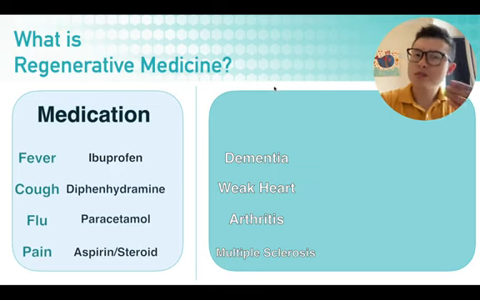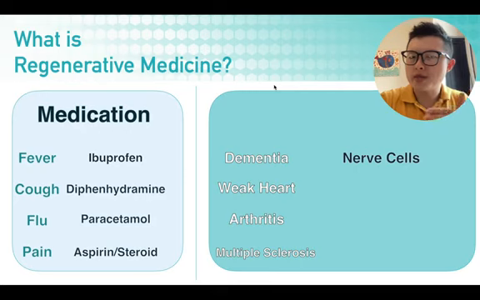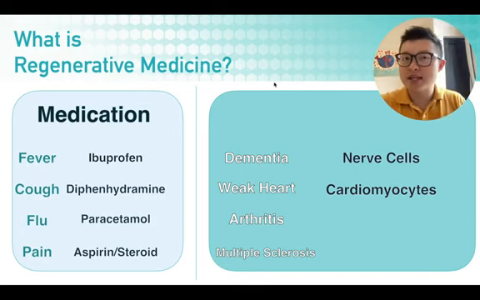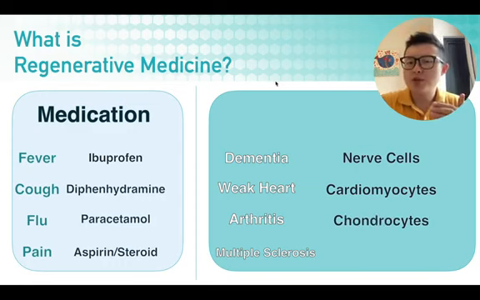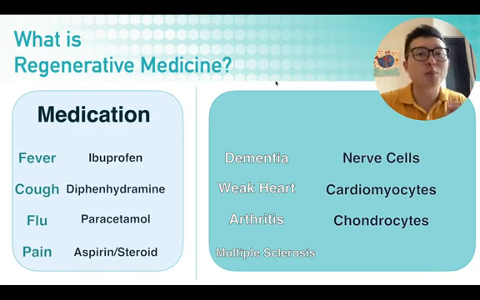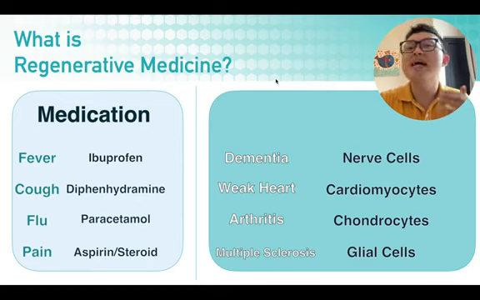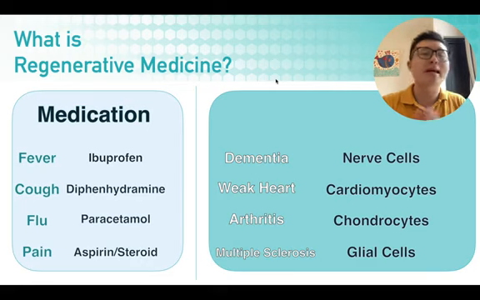Isn't it true? So is it possible that we try to grow back the nerve cell to cure dementia? Is it possible we try to restore the cardiomyocyte cells so that they can build back more cardiac muscle? Is it possible we try to regenerate more chondrocyte cells so that they can help me to build more cartilage? How about we try to regenerate more glia cells, and glia cells can help me to protect my neurons to avoid the MS? MS, not menstruation.